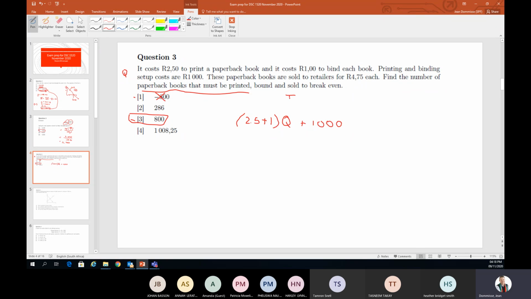So basically, total cost equal to total revenue. So that is for the break even. So we can say total revenue is 4.75 Q. Okay, so then already on this side we have 3Q plus 1,000 is equal to 4.75 Q.